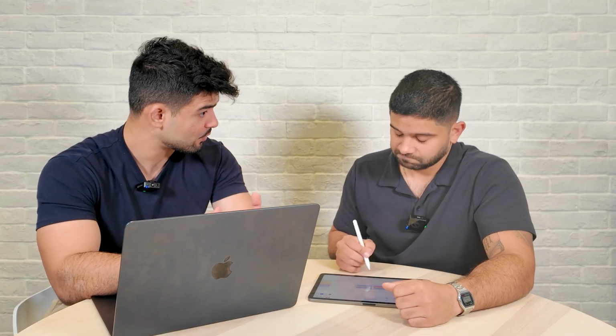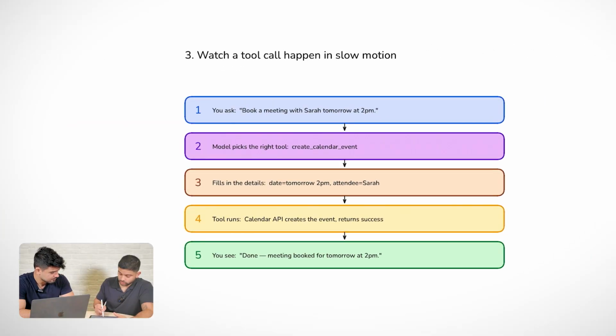Let's take the example of booking a call on your calendar. Let's actually go step by step on what a tool call would look like when you want that to happen. Yeah, so what it would look like is this example over here. We can see you come in and you basically ask the LLM, book a meeting with Sarah tomorrow at 2 p.m. What the LLM does is it picks the first tool call. That's just step number 2.